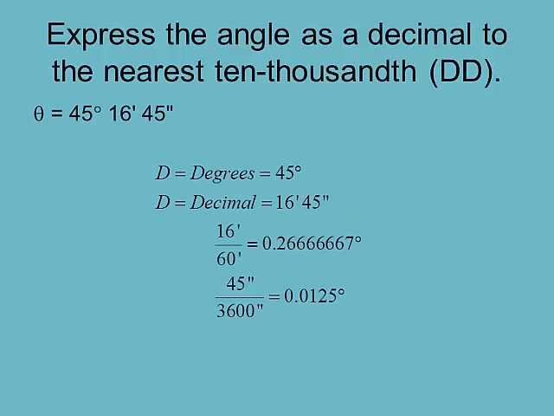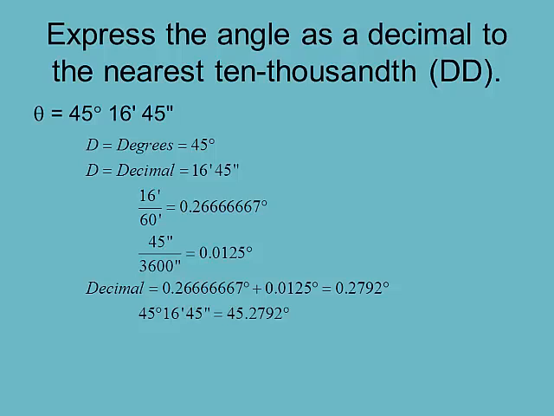That's the plan. So 16 minutes divided by 60 minutes per degree is going to give you 0.266666 all the way out there. 45 seconds divided by 3600 seconds per degree. Look how small that is. 0.0125 degrees. So now all I got to do is add those two together, and I'm done with this problem. I just tack that onto the 45.